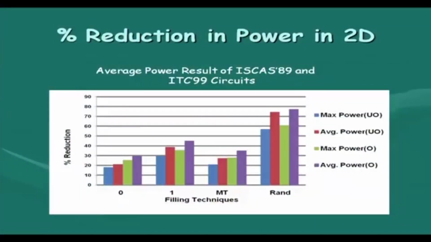To get the results of this flipping algorithm, which apparently seems to be very simple, but it has been observed that it gives really reasonably good results. These are the plots of the average over the ISCAS 89 and ITC 99 benchmark circuits. If you use the zero filling technique, then with respect to this zero filling pattern set, the reduction in maximum power is about 19%, average maximum power about 19%, average power slightly more than 20%, etc.